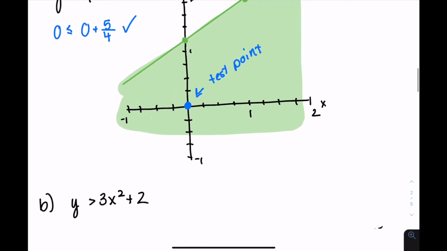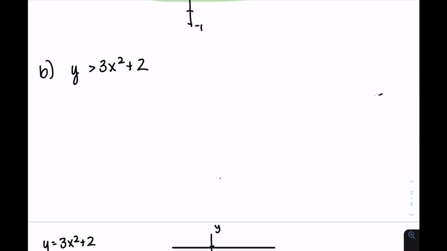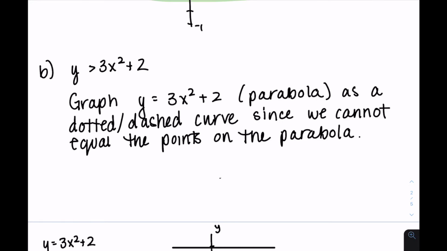Okay, so let's try another one. Let's graph y is greater than 3x squared plus 2. The equation without the inequality is that key distinguishing shape you have to draw. So we're going to graph y equals 3x squared plus 2, which is just a parabola. But since I can't equal this, I'm going to draw it as a dotted or dashed curve.